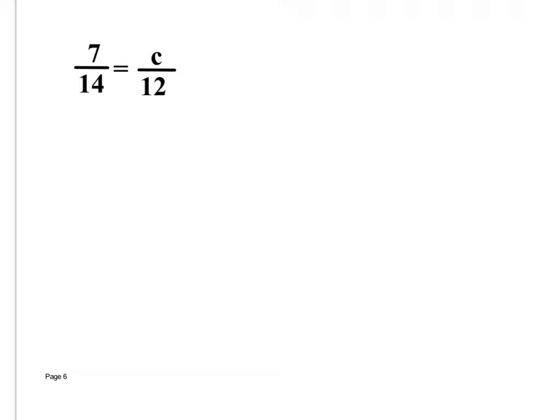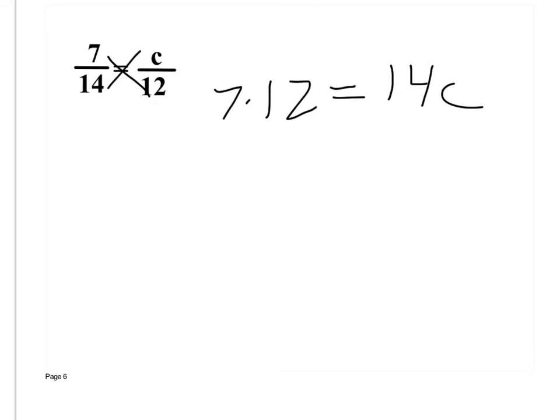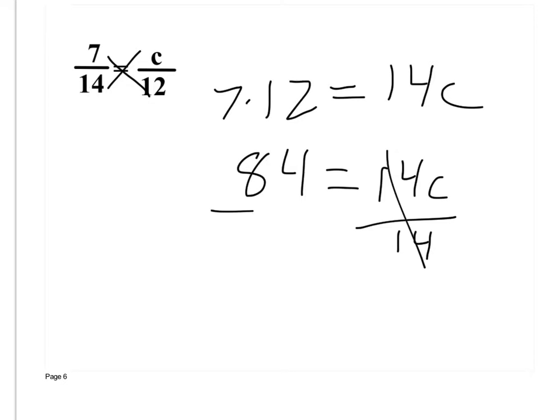Write this down. 7 over 14 is equal to C over 12. C is one number, and that number would make it true. So what I do is I cross multiply. 7 times 12 is equal to 14 times C. 84 is equal to 14 times C. I'm trying to get C by itself, so I would divide by 14. 84 divided by 14 is 6.